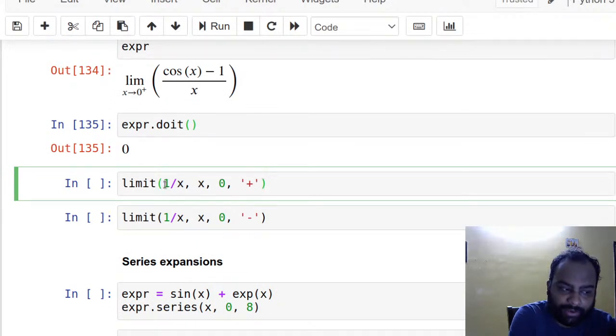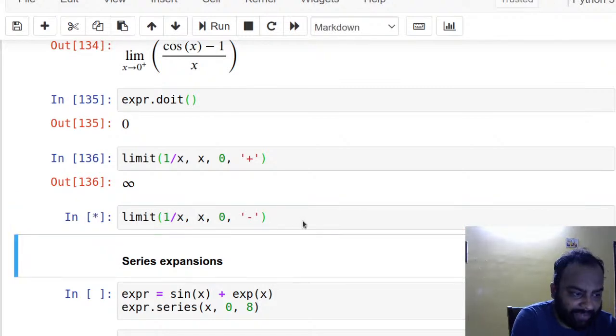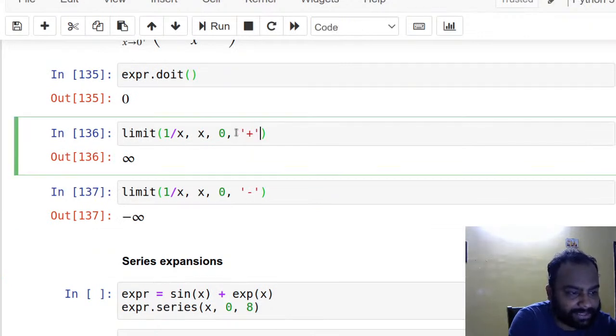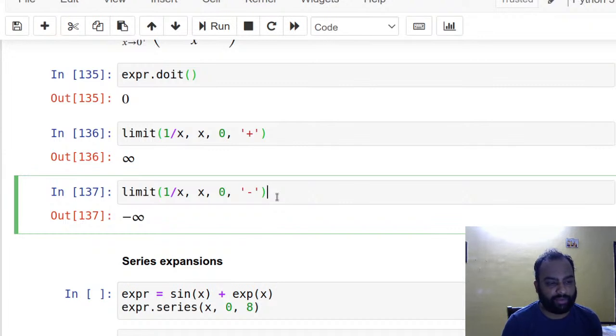So I am evaluating the limit of 1 by x when x approaches 0 from the right hand side. So this is going to be positive infinity. And here this is the limit of 1 by x when x approaches 0 from the left hand side. So this is going to be negative infinity. So we can provide these plus and minus as strings after the limit, and it will actually do the computation accordingly.